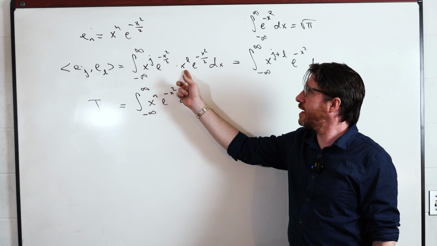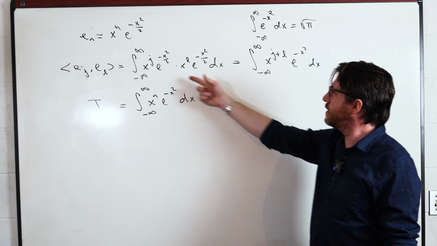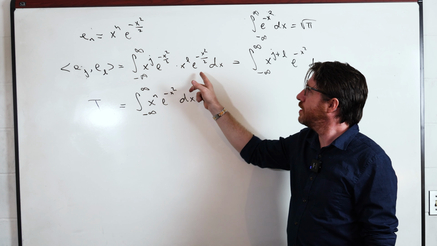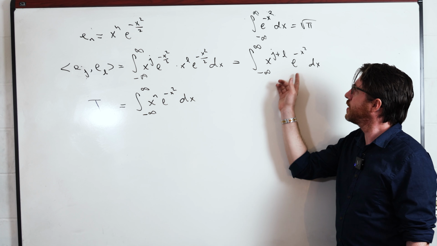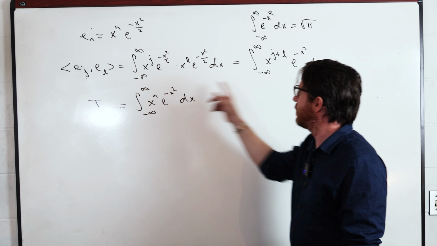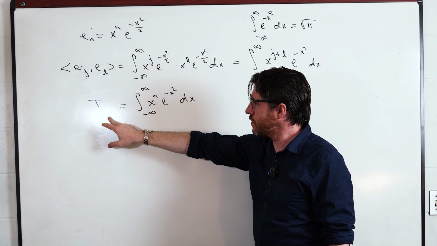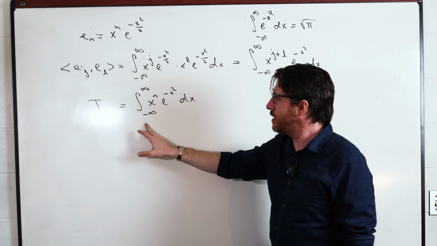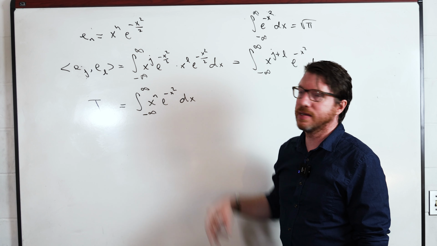The x to the j and x to the l end up combining to give us x to the j plus l, and the e to the minus x squared over 2 times e to the minus x squared over 2 basically just gives us e to the minus x squared. So we need to figure out what this is. In order to do that, we're going to first define I_n as being the integral from minus infinity to infinity of x to the n times e to the minus x squared.